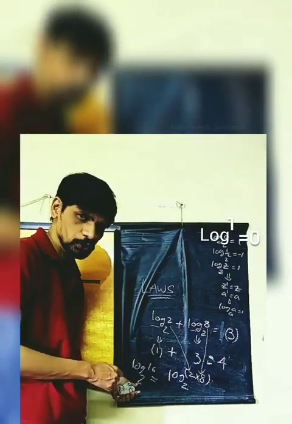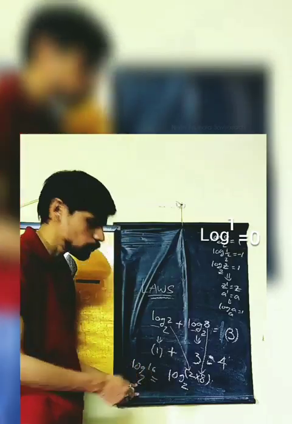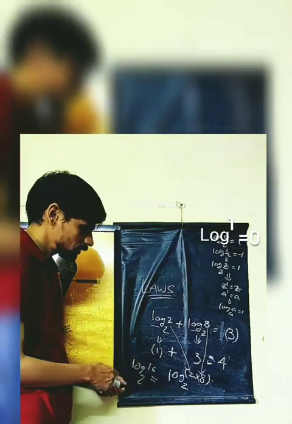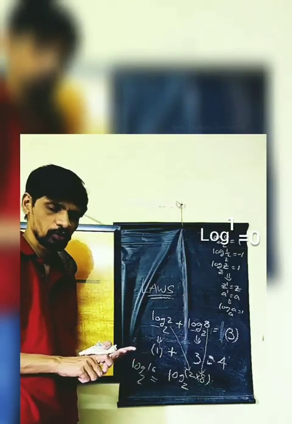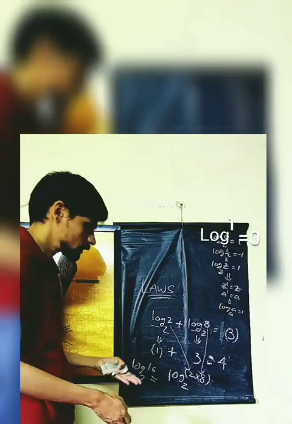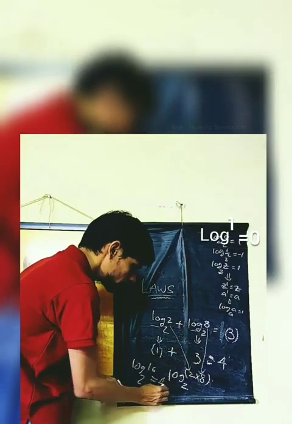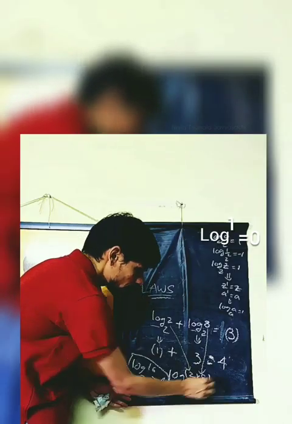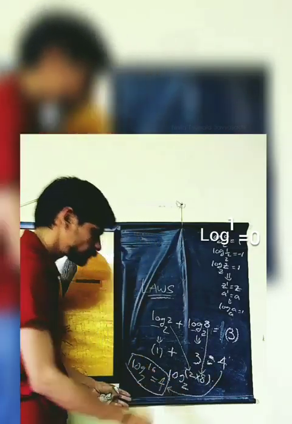What is the value of log 2 power 16? My growth rate is 2 and I want to become 16. So how many times do I need to develop? 2 multiplied by 2, 4, 4 multiplied by 2, 8, 8 multiplied by 2, 16. That means I need to double 4 times. If you see, this 4 and this 4 are equal.